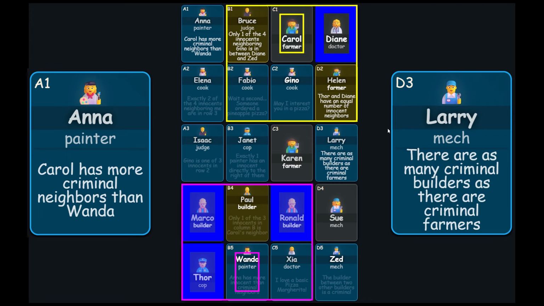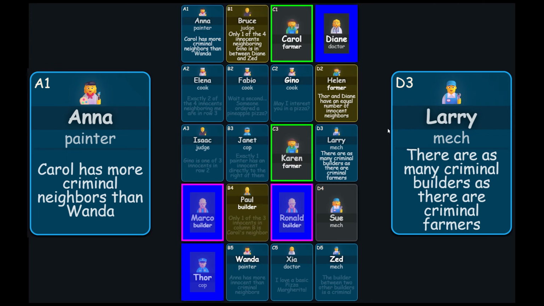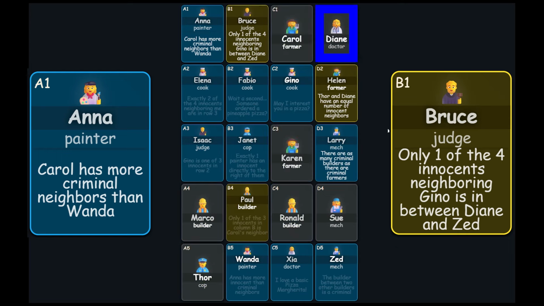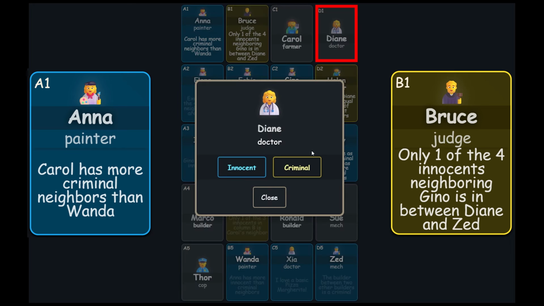If you look at Larry's clue, there should be as many criminal builders as there are criminal farmers. So this makes Carol and Karen innocent as well. But now Gino has 6 innocent neighbors, yet Bruce's clue states that he should only have 4. That's a contradiction. Therefore, Diane must be a criminal.